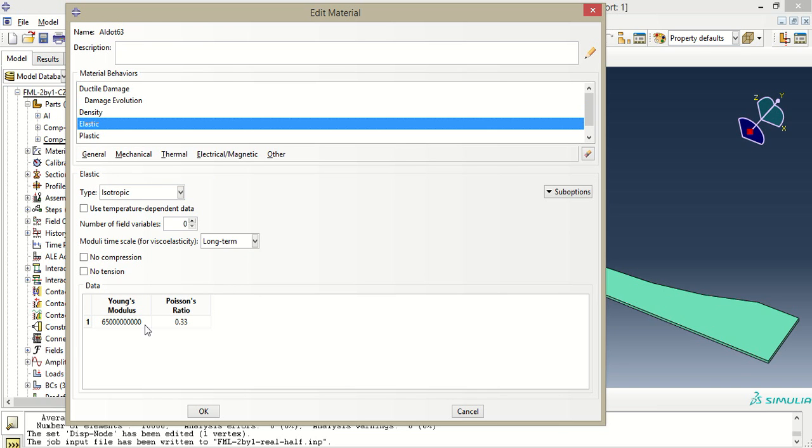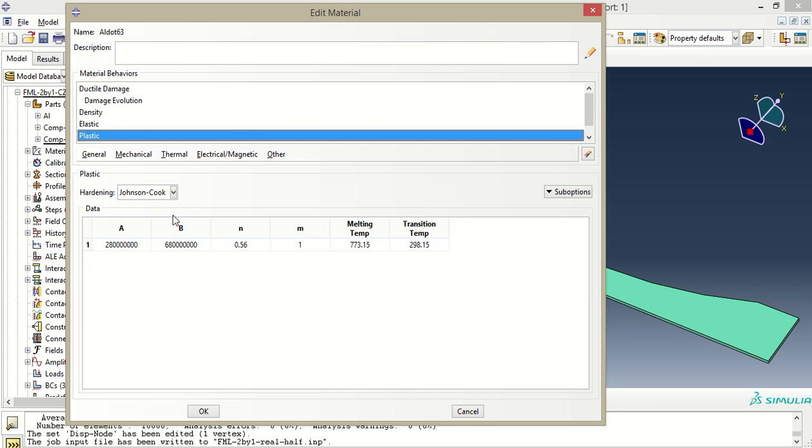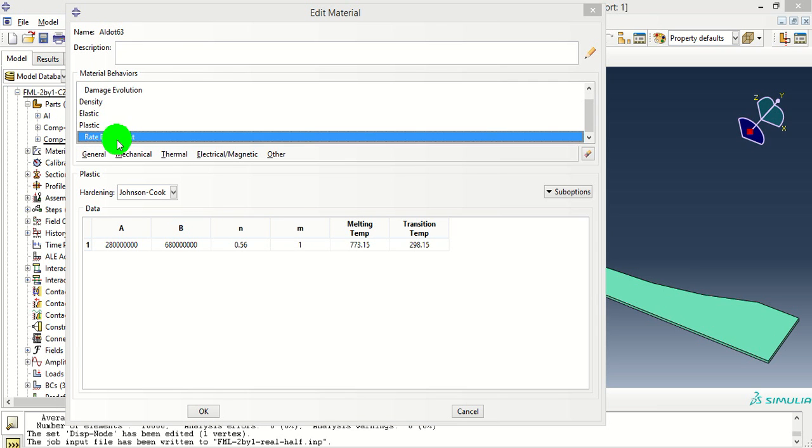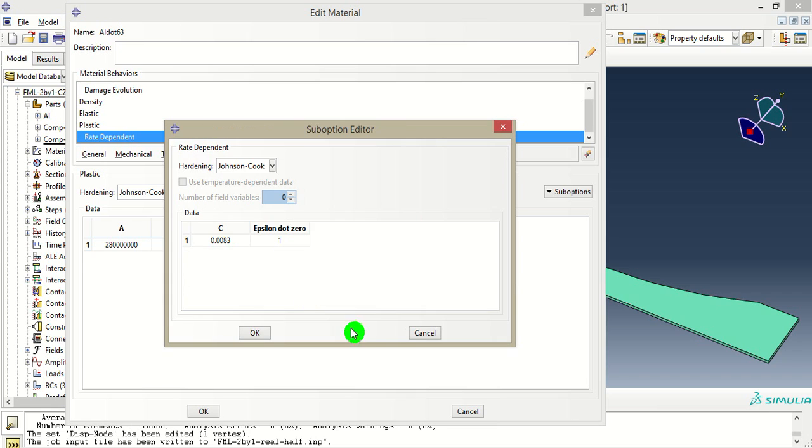Elasticity is required to follow Hooke's law, and plasticity is required. In plasticity, to show what kind of plastic hardening parameter you need to give, you can accordingly give isotropic, kinematic hardening, Johnson-Cook, or any other one. In this I have used the Johnson-Cook model, where A, B, n is the hardening exponent, m is the temperature exponent, melting transition temperature. And if you know what the Johnson-Cook model is, you know what these parameters are. C is the strain rate sensitivity exponent, and this is the reference strain rate.